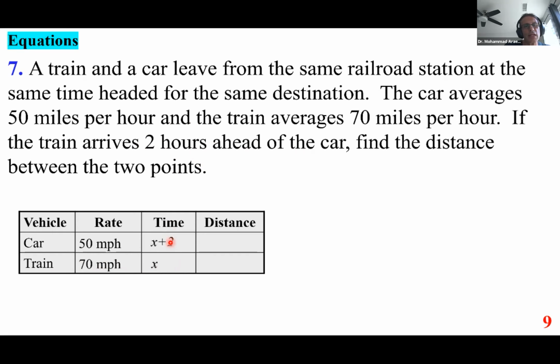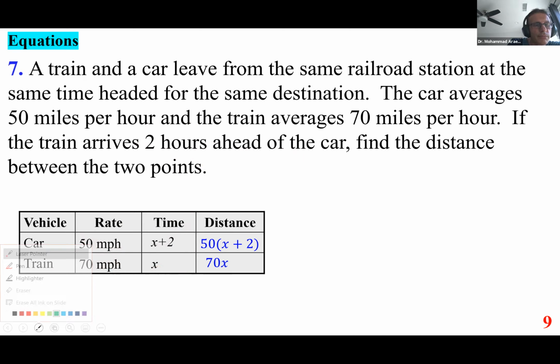Just to make sure everybody understands what's happening, if you choose X for the car, as far as the time, this becomes X minus 2. And the distance they cover, this is 50 times X plus 2, this is 70 times X, and they are identical. And pay attention to the units, the rate, miles per hour.